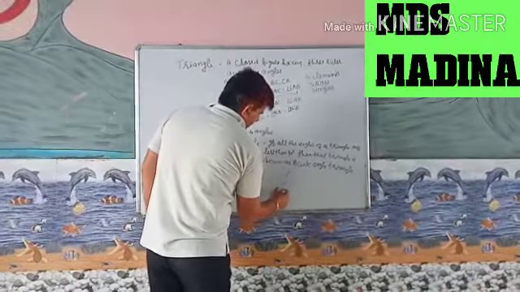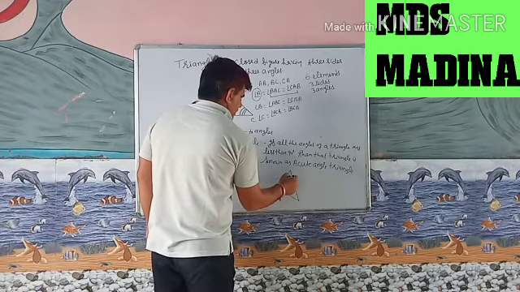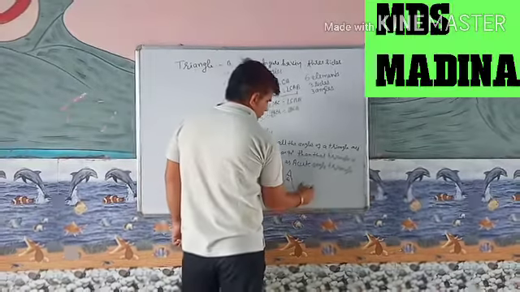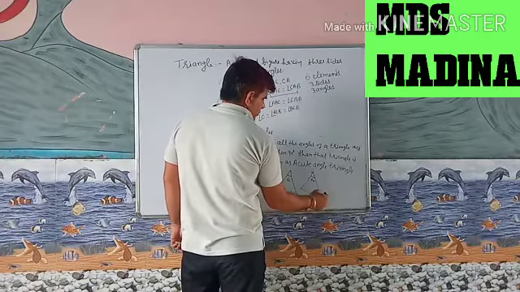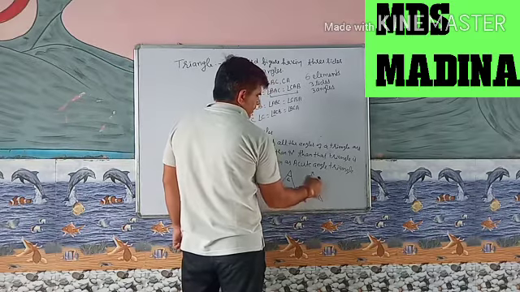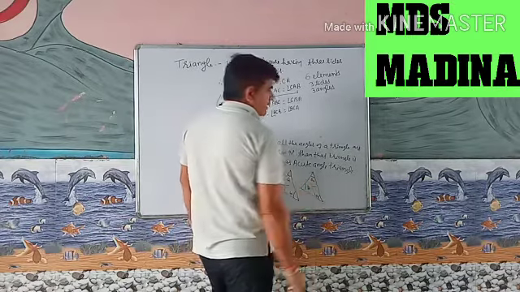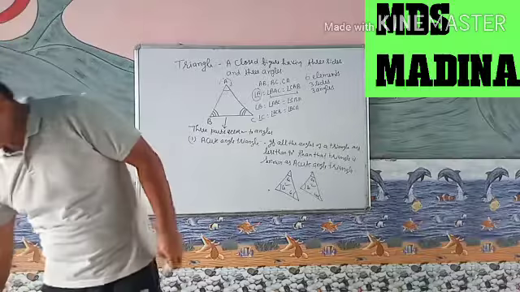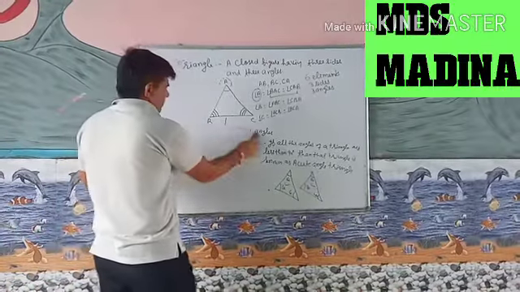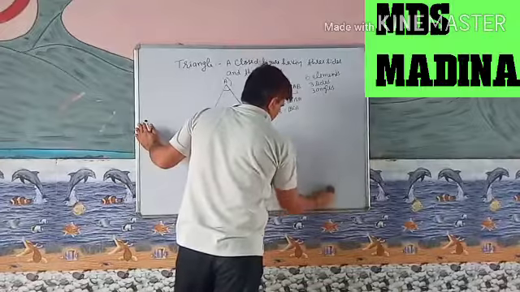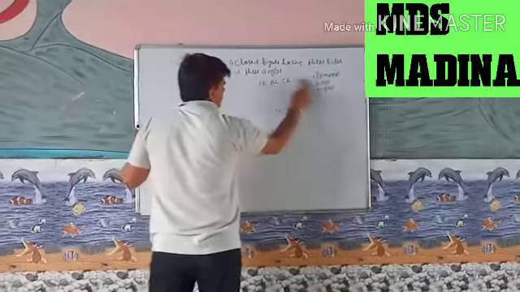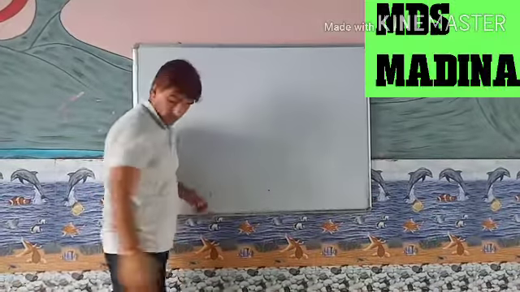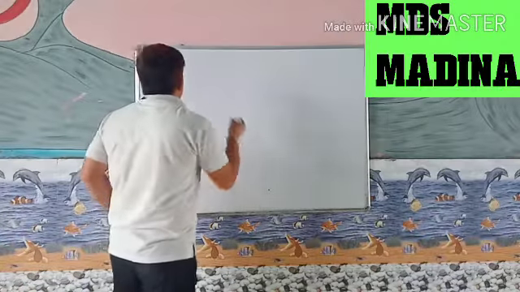So this type of triangle, like this angle 60, this is also 60, this is also 60. It may be possible like this, this is 60, this is 40, this is 80. So this is also an acute angle triangle, this is also an acute angle triangle. Second one, what is the second? Right angle triangle.